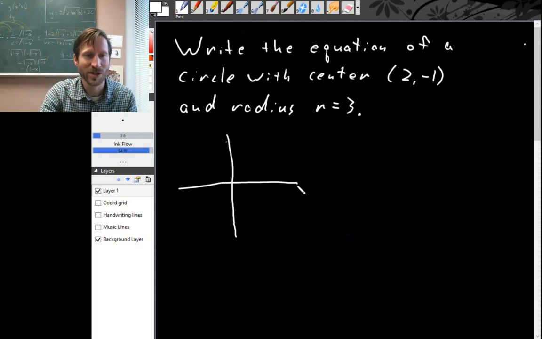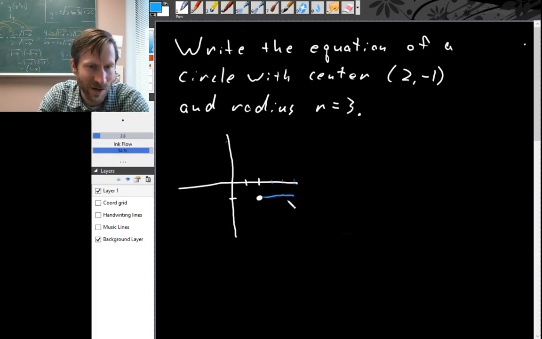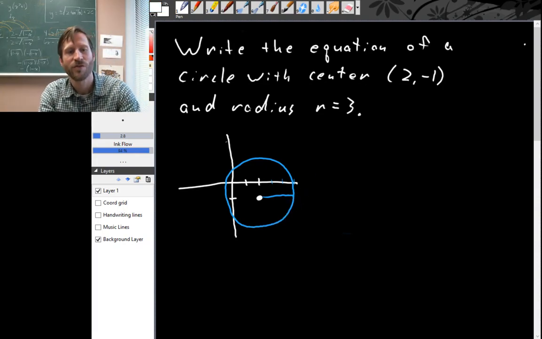So let's draw a picture of this situation. The point (2, -1), that's going to be 2 in the x direction and -1 in the y direction. So there's our center. And the radius is 3, and 3 units is going to be 1, 2, 3 out to here. And so our circle is going to look something like this: all of the points that are 3 units from the center.